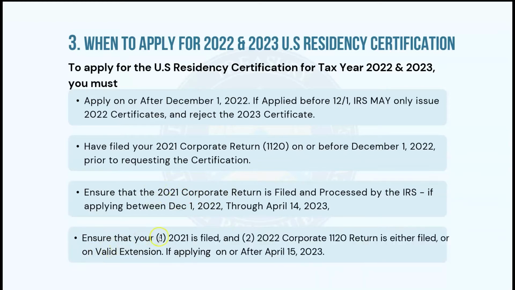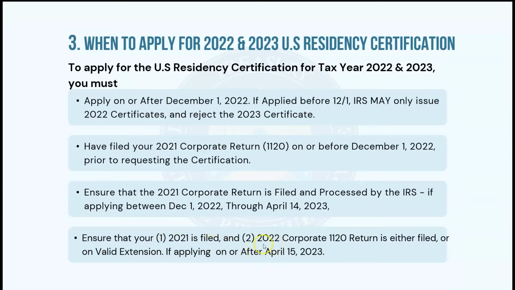Now, you must also ensure that, one, your 2021 return is filed, and two, your 2022 corporate return is either filed or on valid extension, if you are applying on or after April 15, 2023. Again, the logic here is that if you are applying on April 15, 2023, it is assumed that your 2021 return is already filed. But then what about 2022?